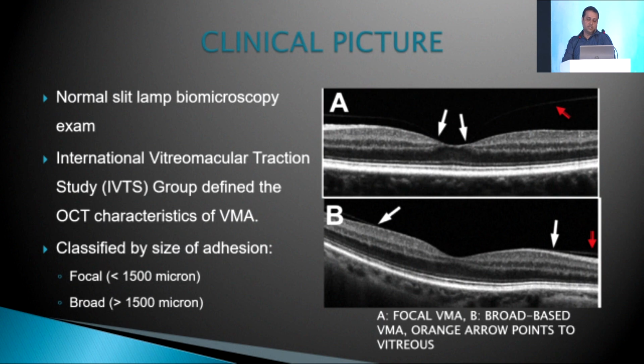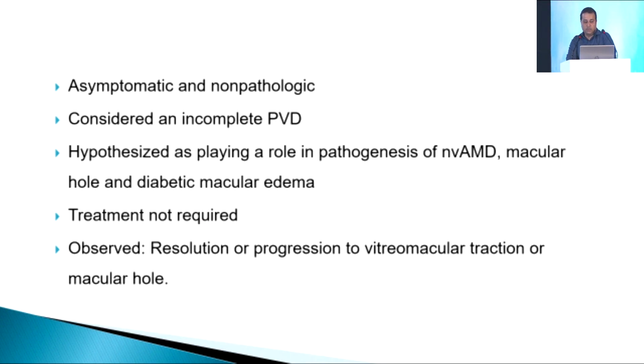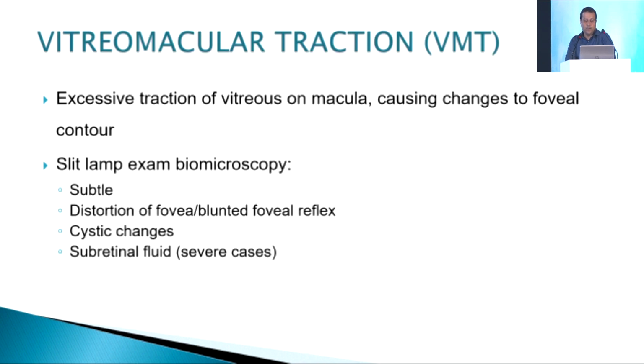According to the International Vitreomacular Traction Study, they are characterized into 2 types based on size: the focal, which is less than 1 disc diameter, that is less than 1500 micron in size, and the broad one, which is more than 1 disc diameter, that is more than 1500 micron. There are 2 types of VMA. They are asymptomatic, non-pathological, considered as incomplete PVD, but they can progress to vitreomacular traction or macular hole formation.